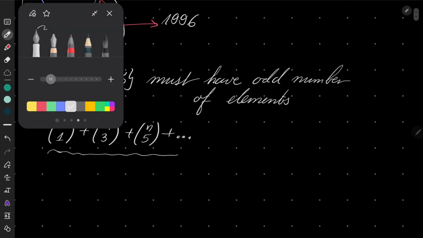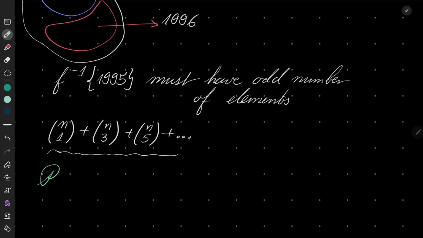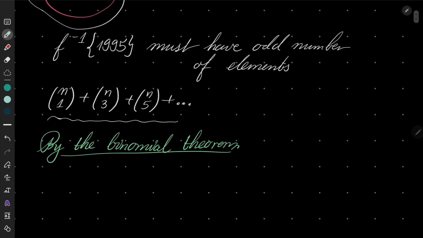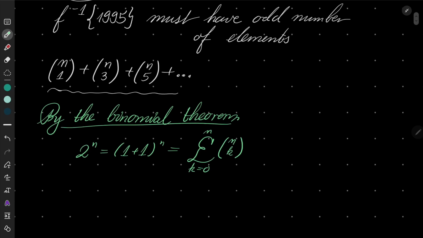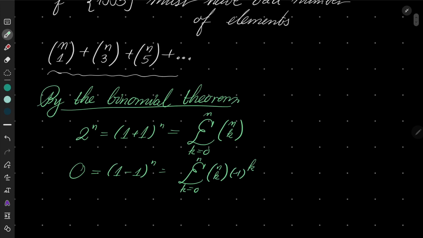Okay, how can we do it? Well, the binomial theorem can be quite useful, because by the binomial theorem we have the following. We know that 2 to the power of n, which is 1 plus 1 to the power of n, is just the sum as k goes from 0 to n of n choose k, and 0, which is 1 minus 1 to the power of n, is the sum which goes from 0 to n of n choose k times minus 1 to the power of k. The first equation holds for every non-negative integer, the lower holds for positive integers. But we are dealing with positive integers, so it's good.